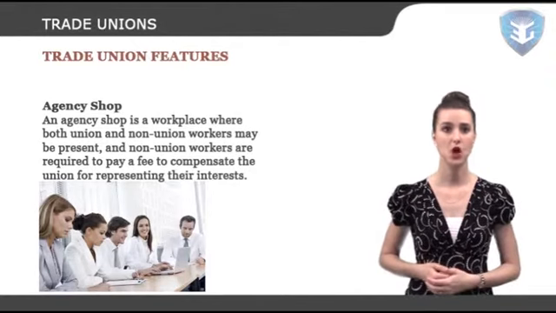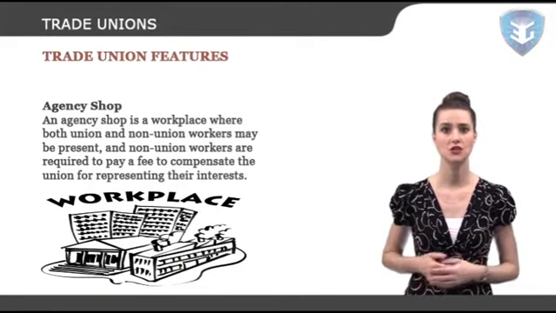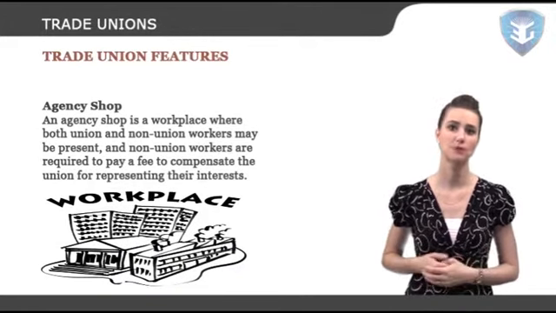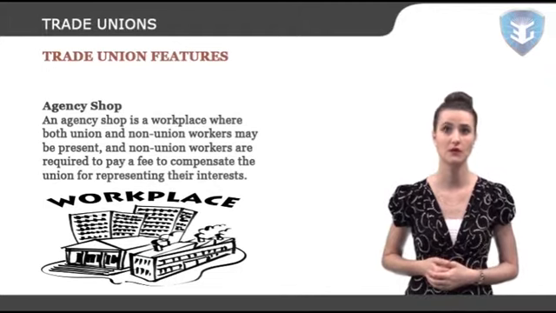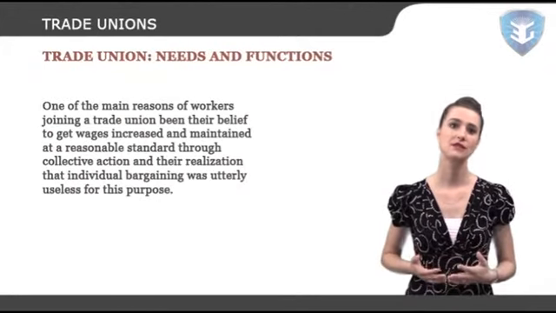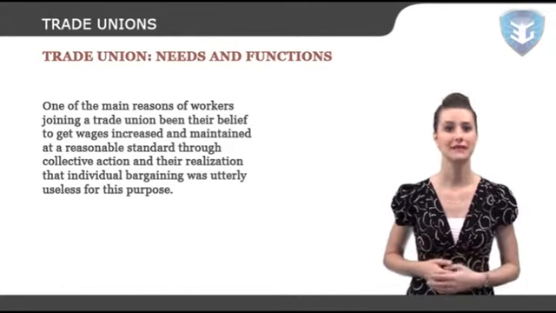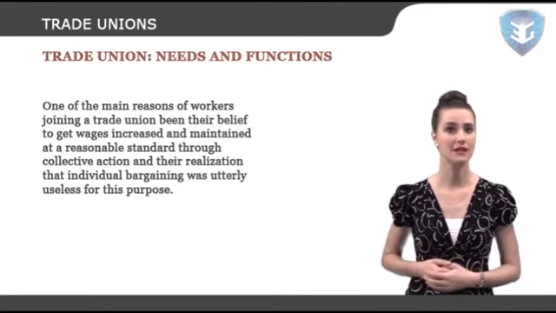The fees paid by non-union employees are known as agency fees, and they are set by the union during collective bargaining with the employer. Some workplaces favor the agency shop model because it theoretically allows employees to choose whether they want to belong to a union, unlike a closed shop where everyone must join the union in order to work. One of the main reasons of workers joining a trade union has been their belief to get wages increased and maintained at a reasonable standard through collective action, and the realization that individual bargaining was utterly useless for this purpose.